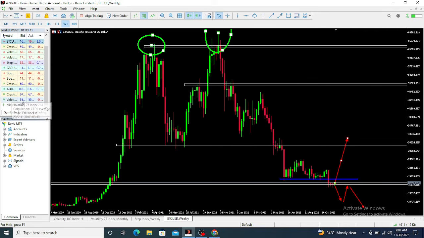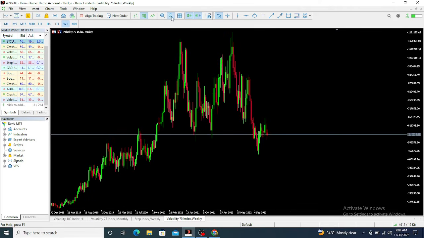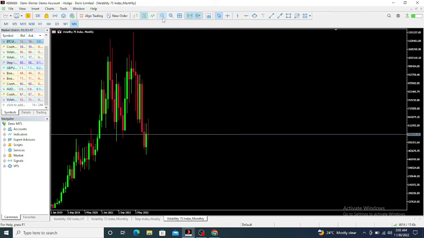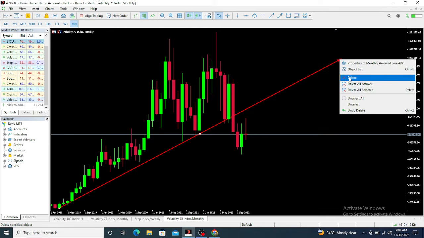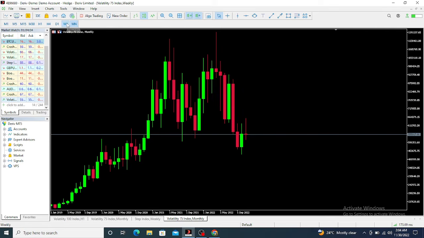And for V75, because I love trading synthetic indices though. Okay, and there's nothing much on the monthly time frame. V75 has actually been going up since 2019, so there's nothing much on the monthly time frame.